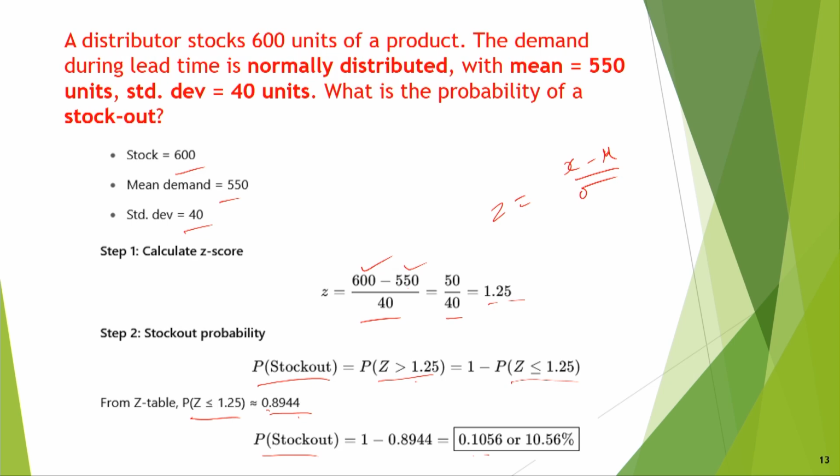So, the probability that someone will get stocked out is small, only 0.1056, because your mean demand was only 550 and you stocked 600 units. So, this is how this can be done.